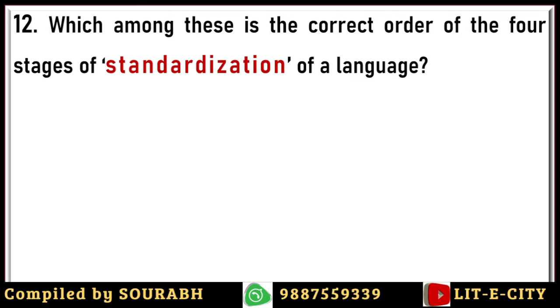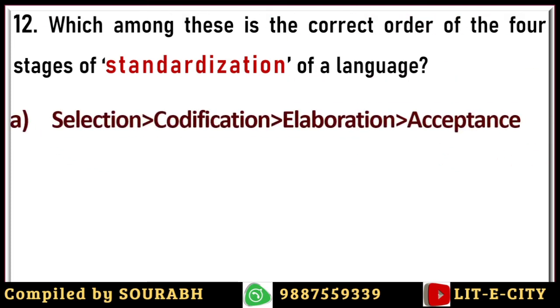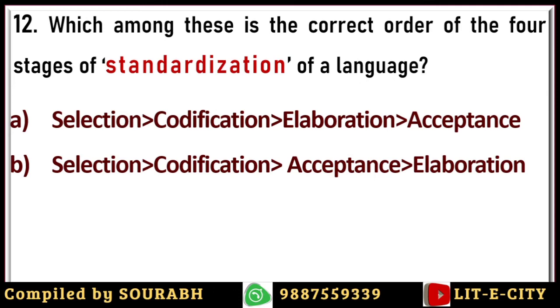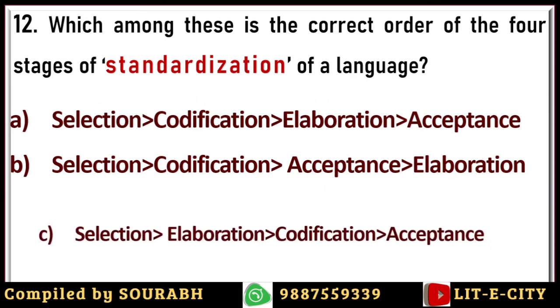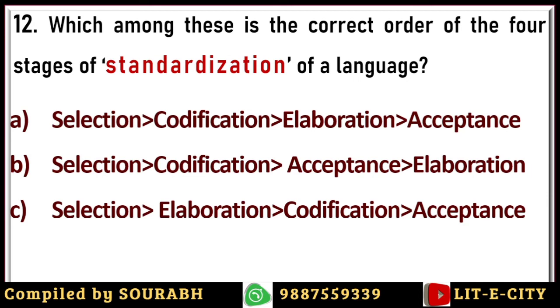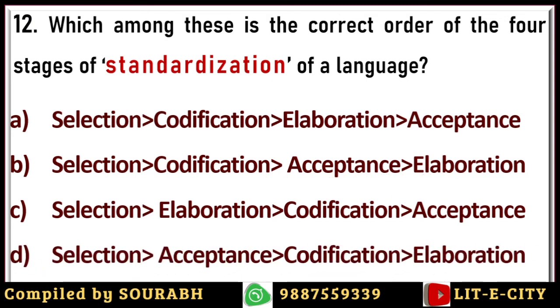Which among these is the correct order of the four stages of standardization of a language? A language, generally when it evolves, passes through various stages, and some critics have tried to identify these four stages. The first option is selection, codification, elaboration of rules, and acceptance. Then we have selection, codification, acceptance, and then elaboration. The next option is selection, then elaboration, then codification, and in the end acceptance. And the last is selection, acceptance, after that codification and elaboration.